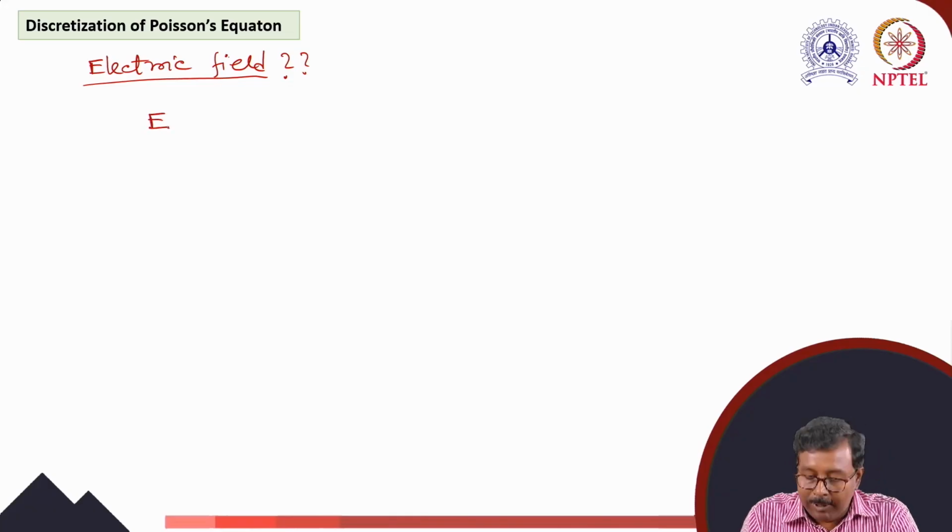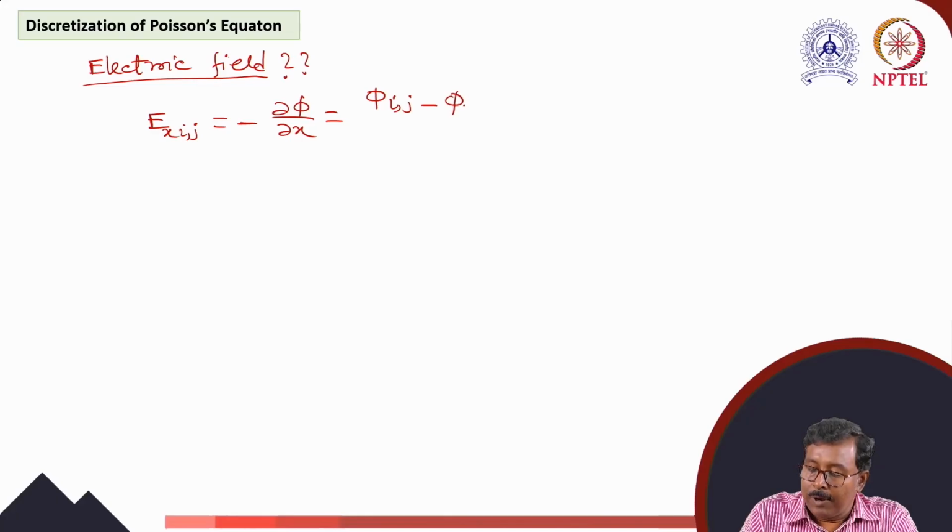Electric field along x direction, Ex at i, j, because at the ij node the potential is calculated, as shown in the last slide. So that will be minus del phi by del x. This is the formula. So this can be written as (phi i j minus phi i plus 1 j) divided by ai, plus some error. Error is of the order of ai. So let us cancel this, no issue.